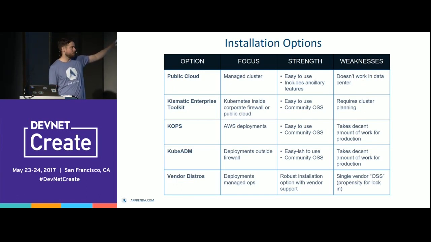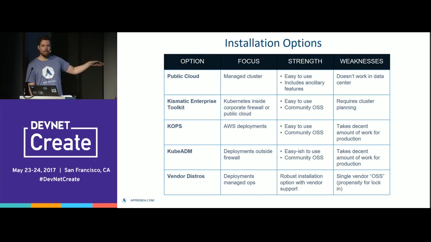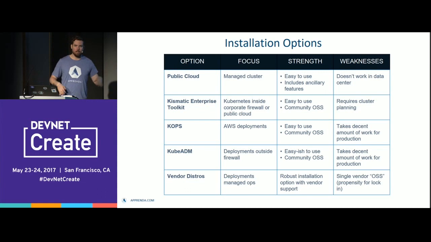There's COPS, which is an awesome way to set up Kubernetes on AWS. There's kubeadm, which was maybe one of the first versions of an easy button. And then there's obviously the vendor distros that people are familiar with, like the OpenShift, the CoreOSs, the Aprenda Cloud Platforms, where they have their advantages and their disadvantages as well.